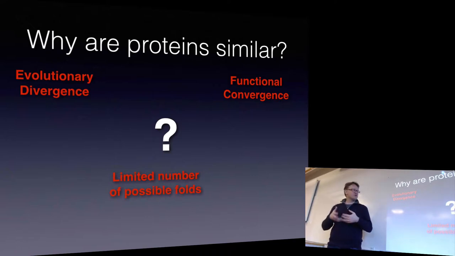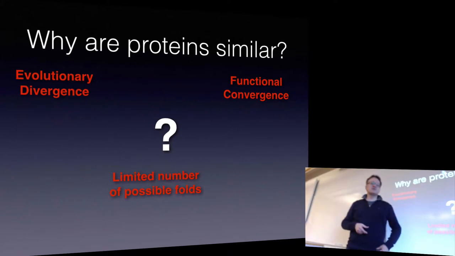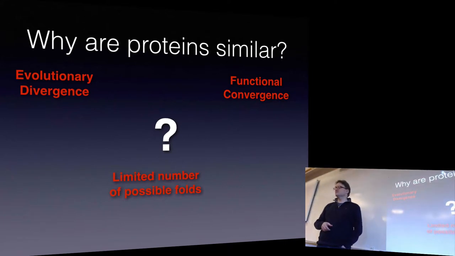So maybe evolution has converged, though the sequences were completely different from the start, not evolutionarily related, but they somehow gradually converged to the most efficient folds for the function. And the third possibility, you can imagine that maybe there aren't that many ways to fold a protein. There are some folds that are better than others.